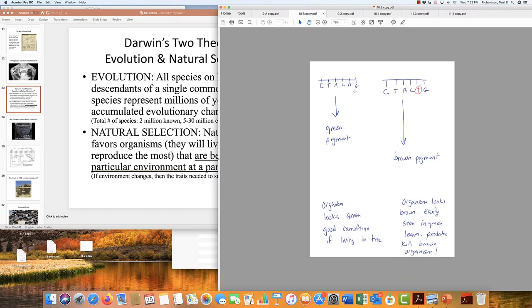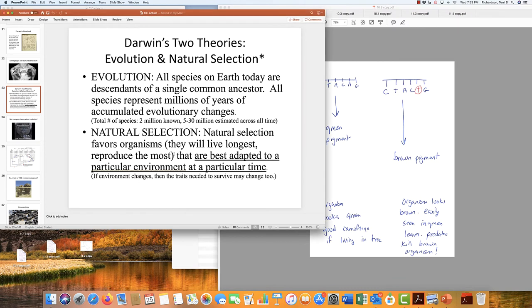Here's another quick example. Here's a gene. I put in random letters. Let's say it makes a green pigment in maybe a frog or something like that. And the organism looks green. It's well camouflaged if it lives in the tree. Green leaves, green pigment, good to go. But what if there's a mutation and now the protein is a different pigment molecule? And what if it's brown now? And again, the organism looks brown. It's going to be easily seen in the green leaves. Predators are going to kill it. And no good to have that gene mutation.